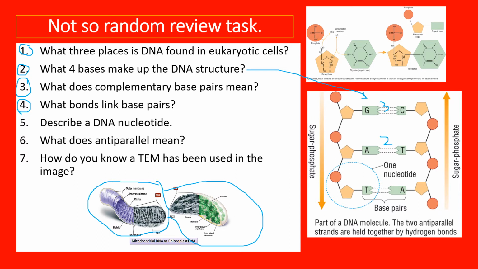Describe a DNA nucleotide. So basically, you need to know it to this sort of level only up here. Okay, so you'd be expected to say a DNA nucleotide is made up of a phosphate group that is connected to a pentose sugar, and if it's DNA, it's deoxyribose. If it's RNA, it's ribose, and that is attached to a nitrogen-containing organic base.